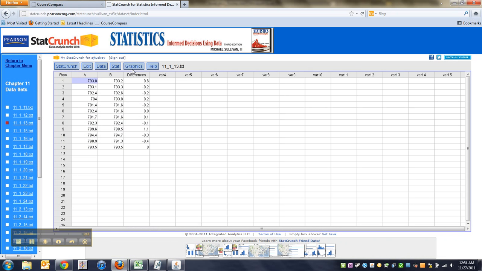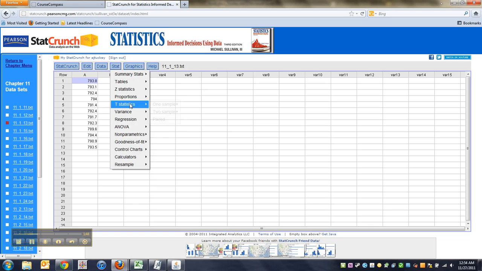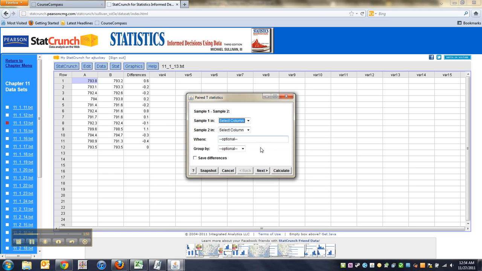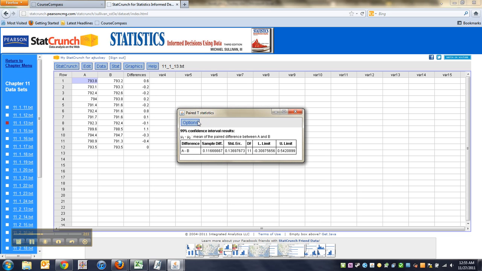That's kind of a complicated formula, whatever. So let me do it here in StatCrunch. Stat, T statistics, paired. I have column A, column B. Next, and you can save the differences or not. You actually want to save them at some point because we're going to need them for another problem, but I've already saved them. And I'm going to make a 99% confidence interval this time, 0.99. Calculate, and there it is.